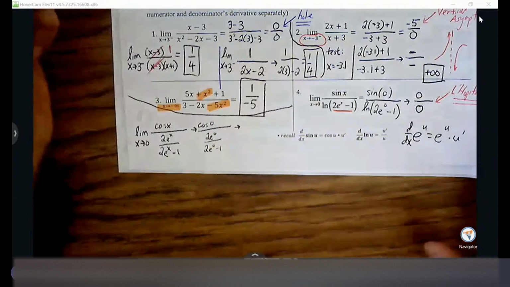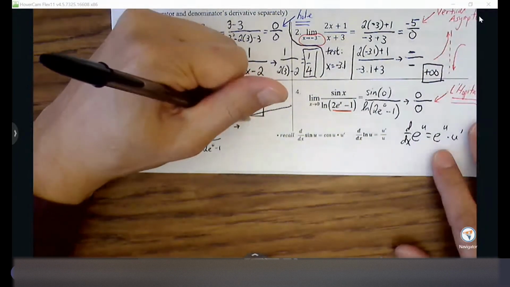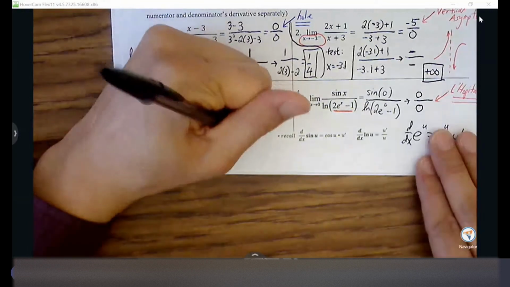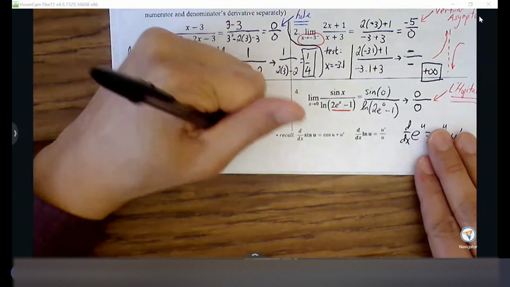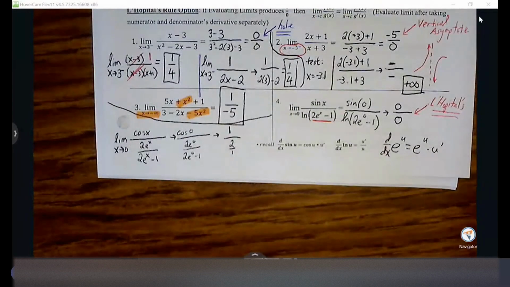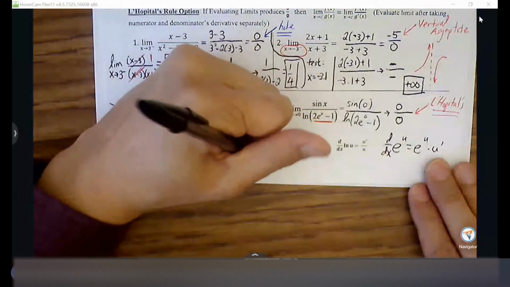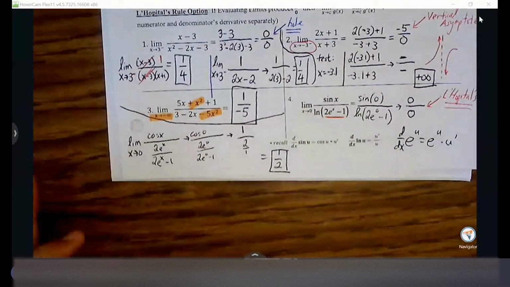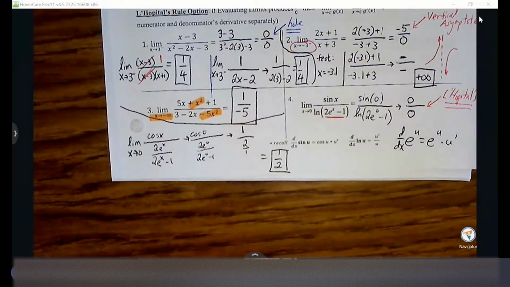Okay, cosine of 0 is 1. Yep. 2e to the 0 is just 2. 2 minus 1 is just 1. So 1 over 2 is just 1/2. Yeah, and that leads us to a real number. So L'Hopital's rule is able to help us take us from 0 over 0 down to a real number.